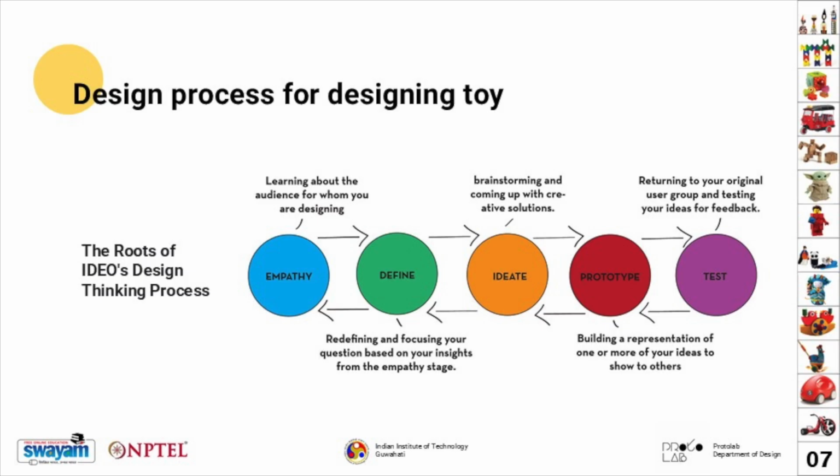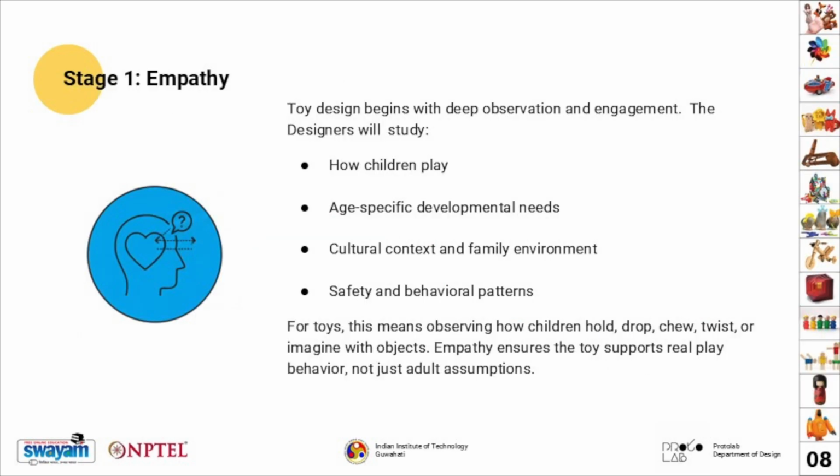In IDEO's approach, design process can be understood in 5 key stages, which are empathy, define, ideate, prototype, and test. In the next slides, let us understand the process stage-wise. Stage 1, empathy. It is about understanding the audience, which is the child for whom we are designing. Toy design begins with deep observation and engagement.